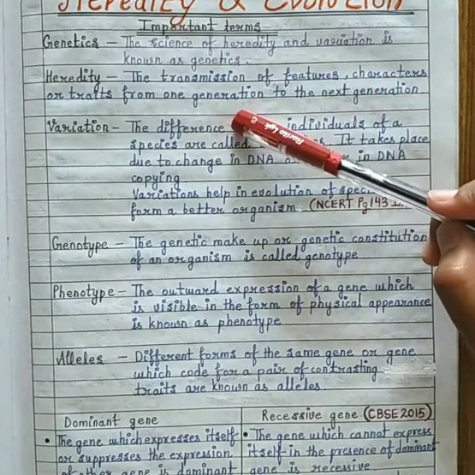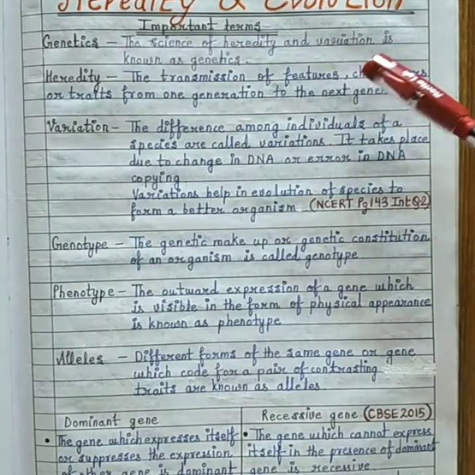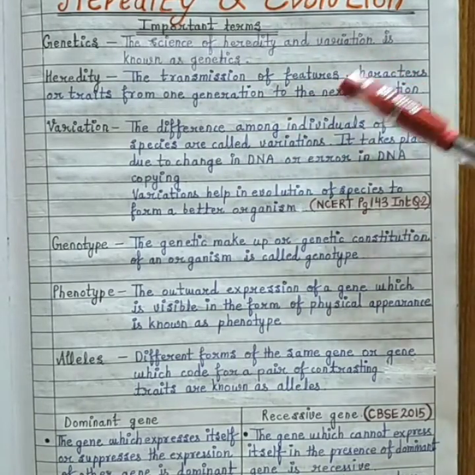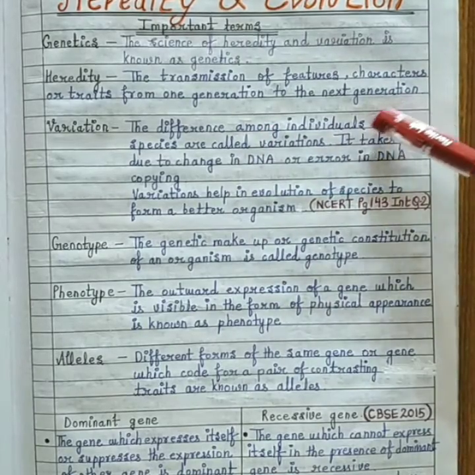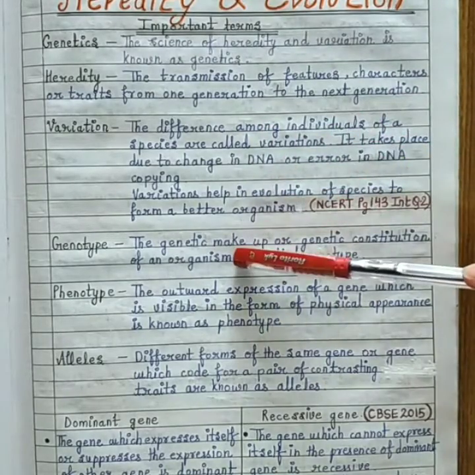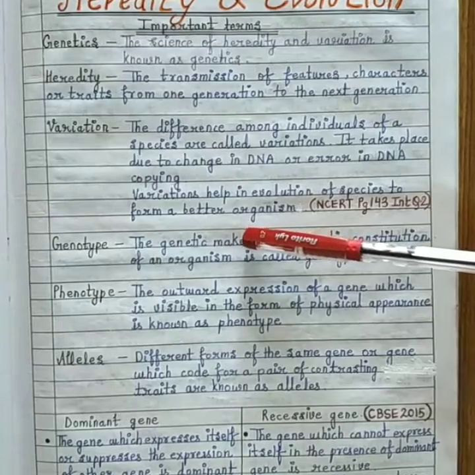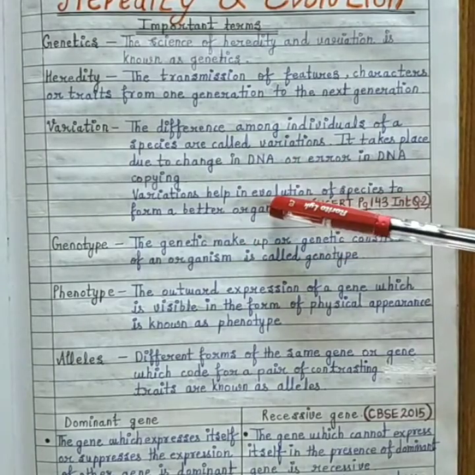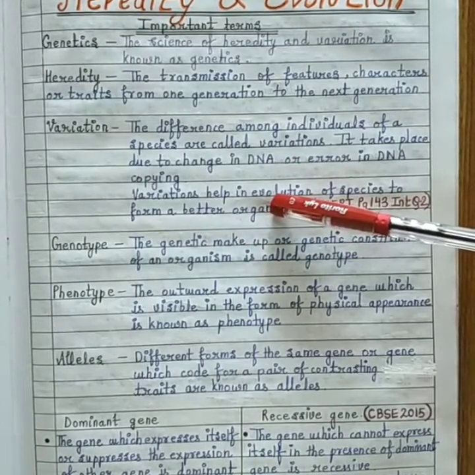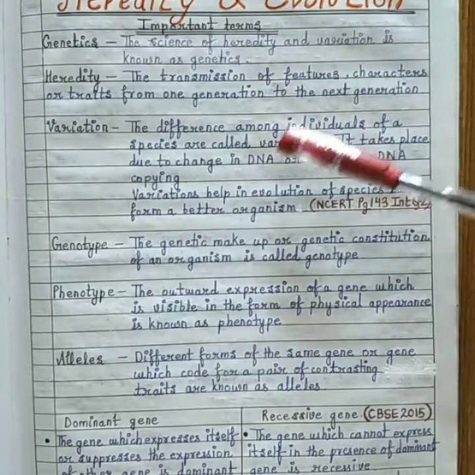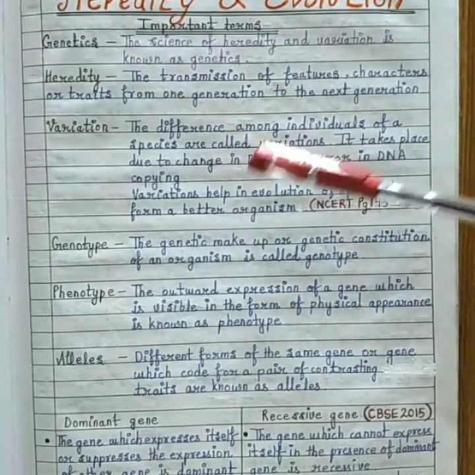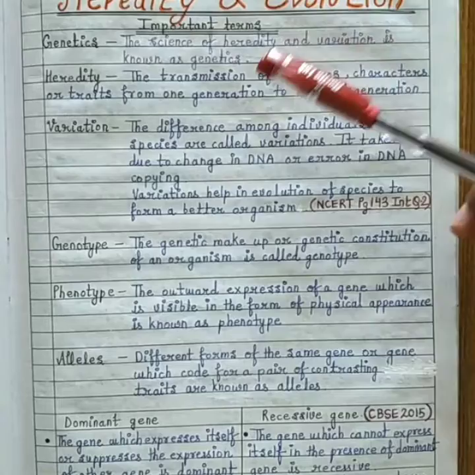So now heredity. Heredity is the transmission of characters or traits or features from one generation to the next generation. For example, there is some physical trait in your father, there is a physical feature in your father, and you also have the same physical feature in your body. So that is heredity because उस character का transmission हुआ from one generation to the other generation, from the parent to the child. So that is heredity.